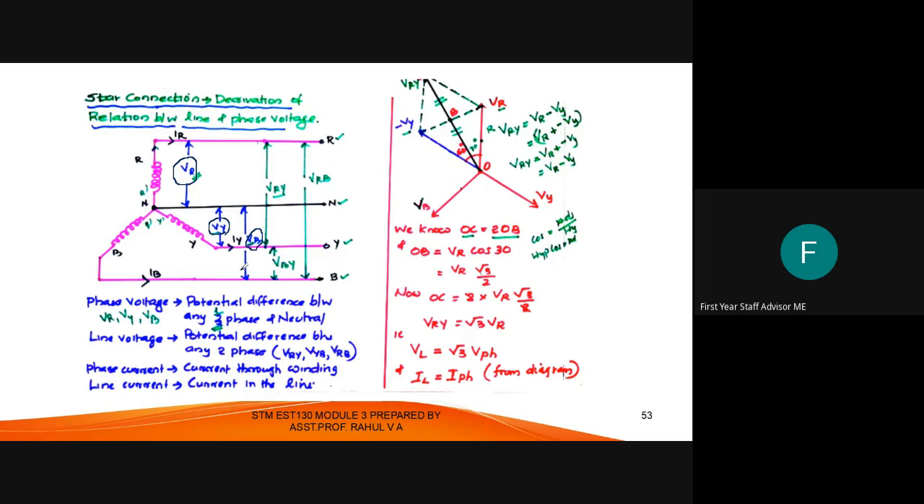And we also have one more voltage, that is line voltage. It is the potential difference between any two phases. So if you measure voltage between R and Y phase, it is line voltage. Then voltage between B and Y is another line voltage. Voltage between B and R is also another line voltage.